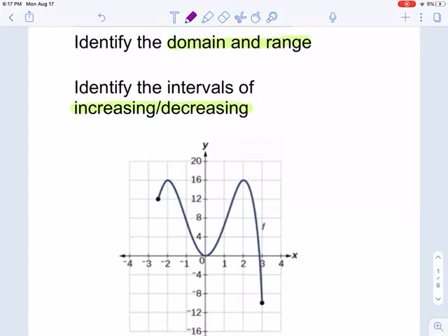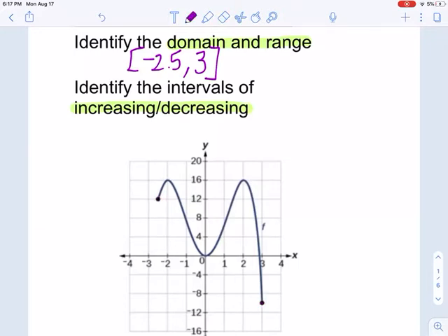So first of all, let's talk about the domain and range. The domain is where we have x values. So it looks like we begin at this coordinate and end at this coordinate. This first purple coordinate has an x value of -2.5, and it would be included. And then it stops at an x coordinate of 3 with a closed circle, so we can include it.